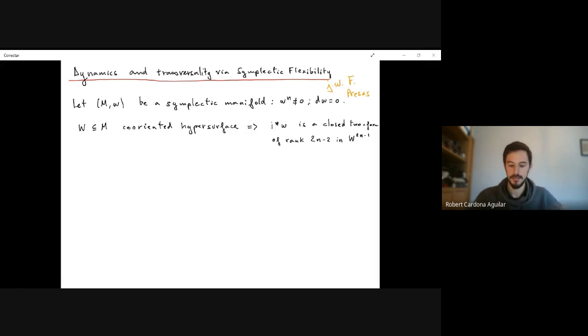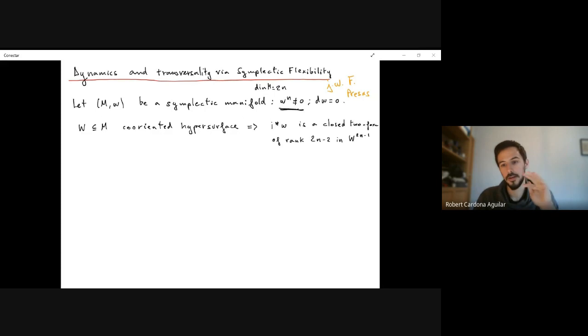Well, a symplectic manifold will always, in general, be closed, but we will also consider open ones for some statements. And just recall that a symplectic manifold is a manifold endowed with a two-form that is non-degenerate. So here the manifold is of dimension 2n, and it's a closed two-form.